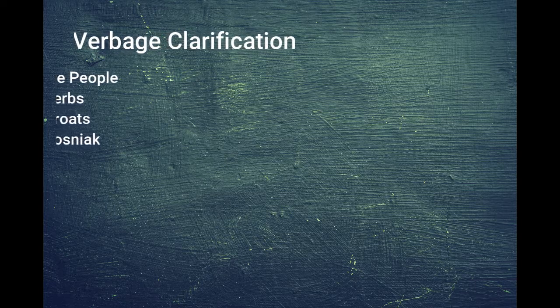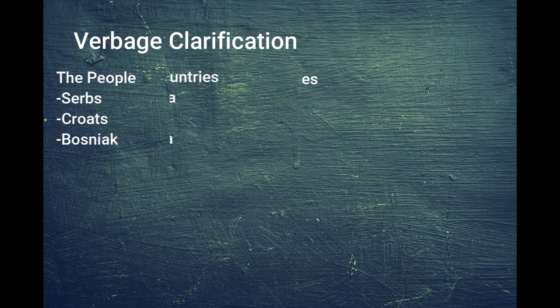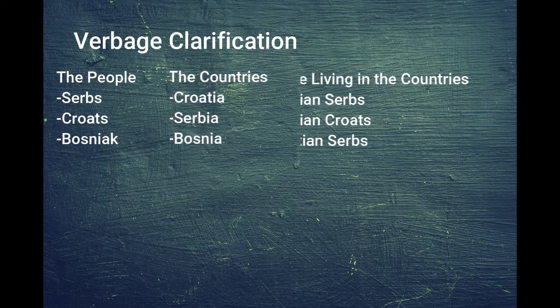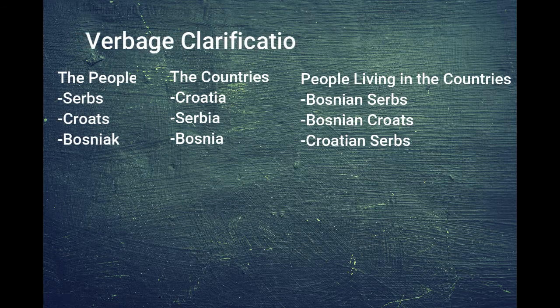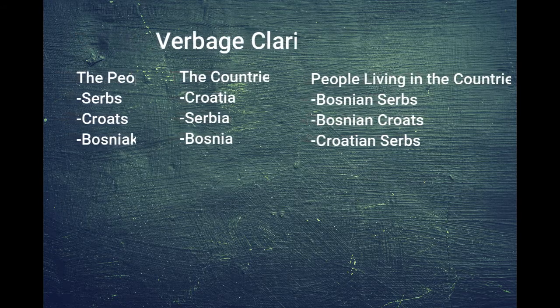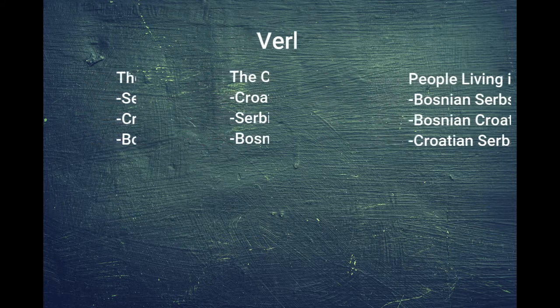There's also a few distinctions here that we need to make as we continue. Serbs and Croats are the people. Serbia, Croatia, and Bosnia are the countries themselves. So you can have Bosnian Serbs or Bosnian Croats, or you could also have Croatian Serbs. These are the people who live within those nations but are from that specific ethnic group. So I hope that will help clarify things as I move on in this series.